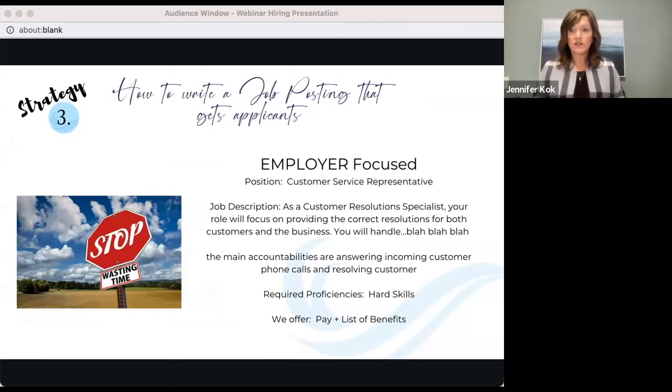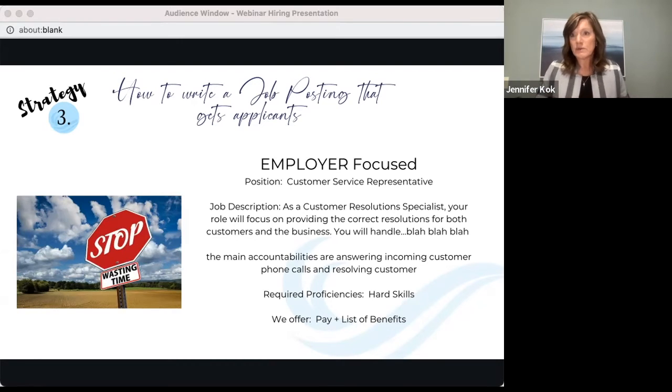I notice over and over and over, most of the help wanted ads are employer focused. They list the position. They list the job description, like in this example I have up here is customer service. Your role will focus on providing the correct resolutions for both customers and business. And it's all this blah, blah, blah, what I want from you. And then the main accountabilities are doing these certain things. And then what I'm requiring from you, the hard skills.